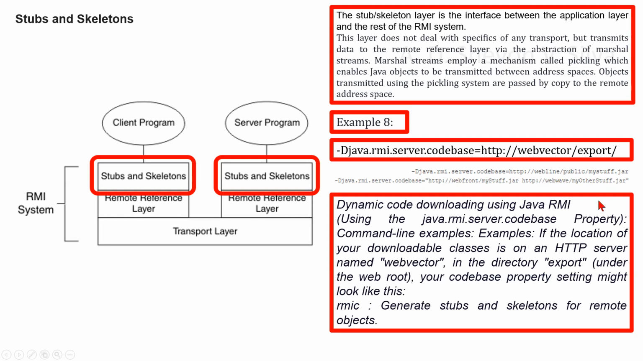And now let's suppose the location of your downloadable classes has been split between two jar files, mystuff.jar and myotherstuff.jar. These jar files are located on different servers named webfront and webview. Your codebase property setting might look like this.